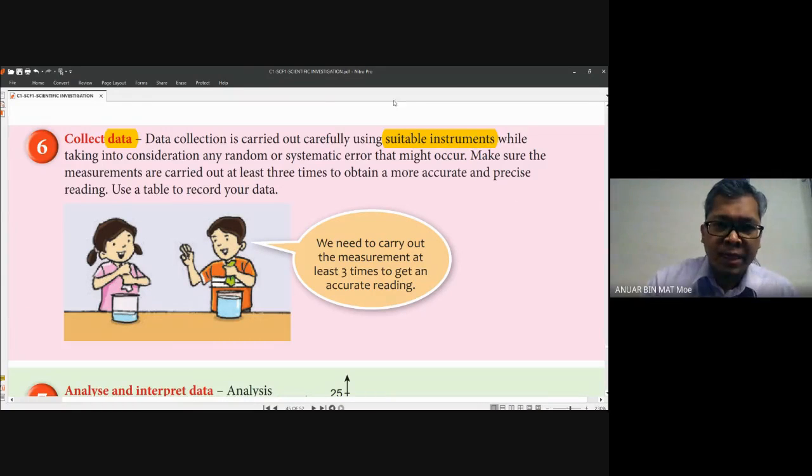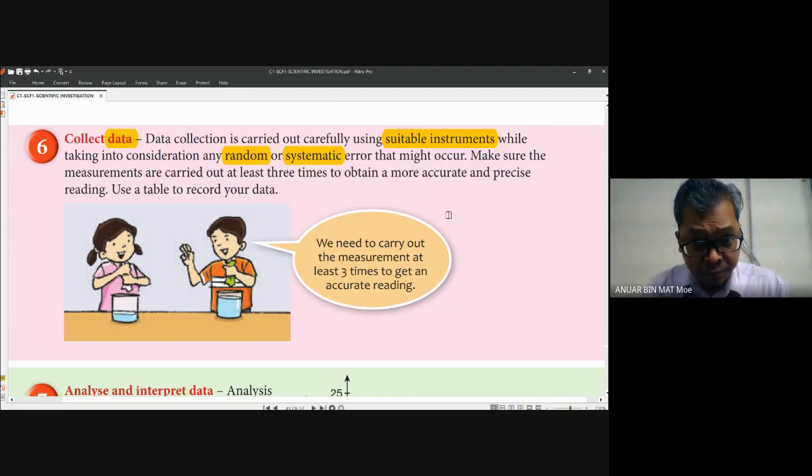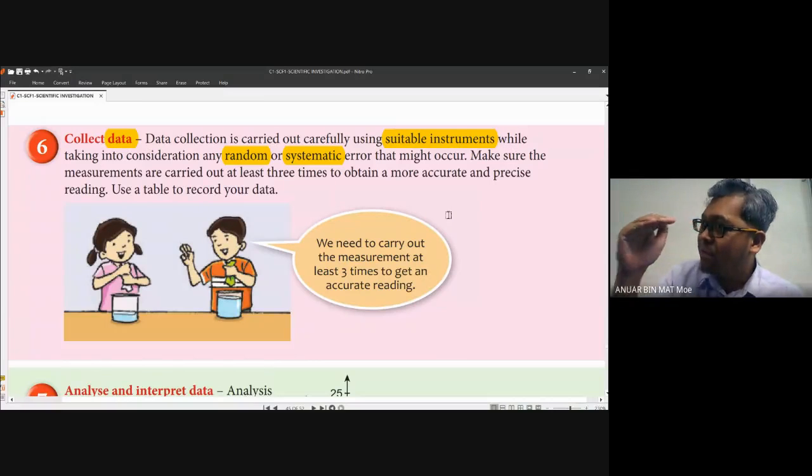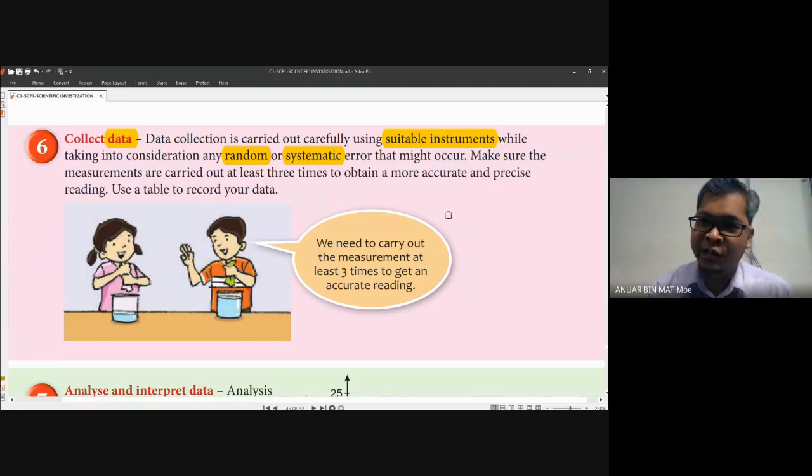And then please take into consideration any random or systematic error that might occur. We already learned about random error, systematic error, and then parallax error. Still remember parallax error? When you are measuring things, your eye level must be parallel to the unit at the instrument. We already learned about this type of error.